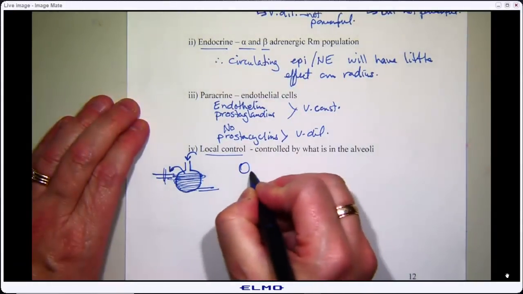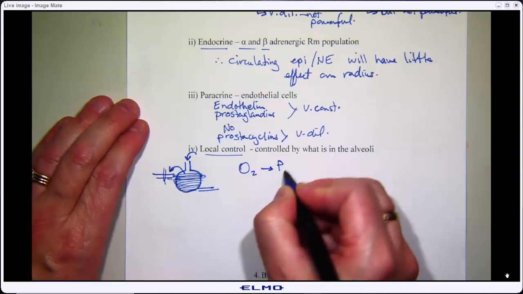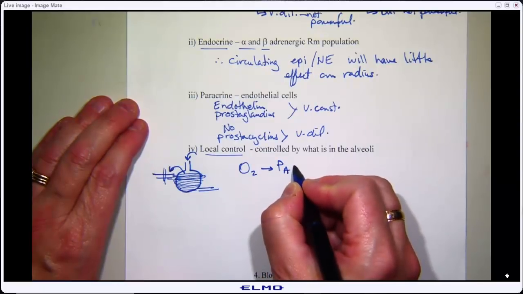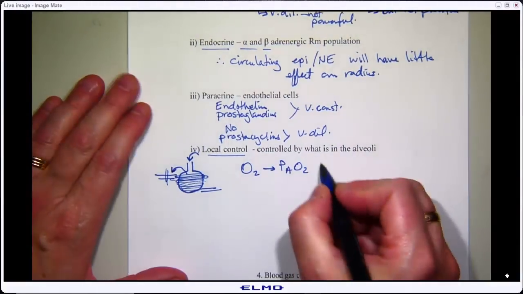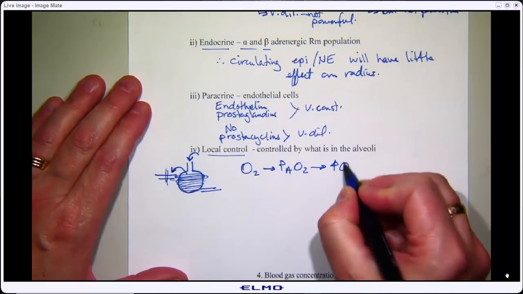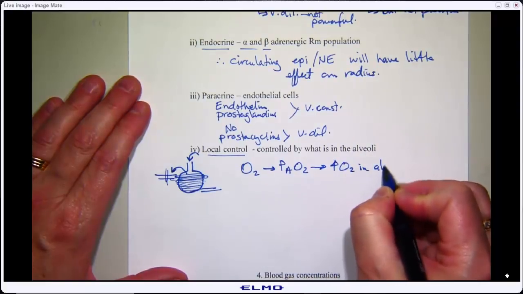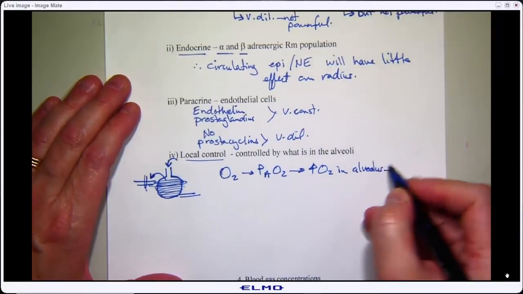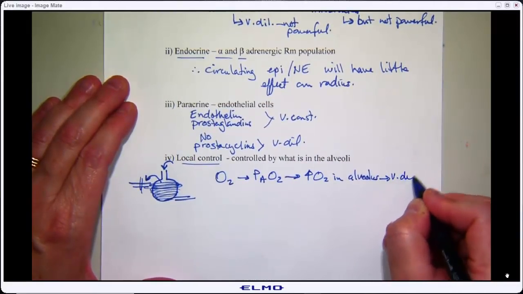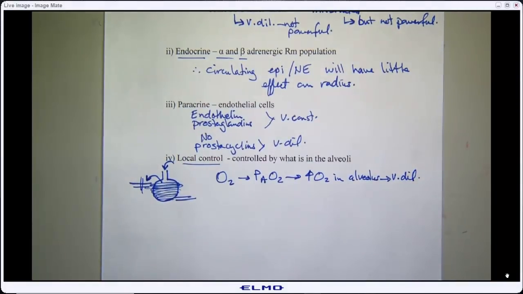So for instance, oxygen is a good example. If we were to increase our alveolar partial pressure of oxygen, so let's say you were to increase your inspired oxygen, we are going to increase O2 in the alveolus. And it's going to cause vasodilation. This is different from other vascular beds. In other vascular beds, high oxygen would cause vasoconstriction.